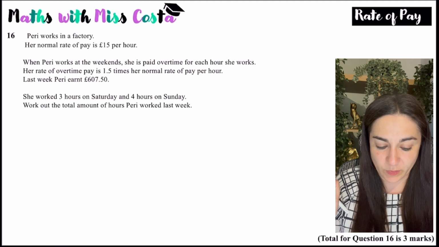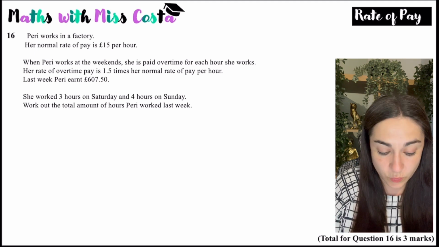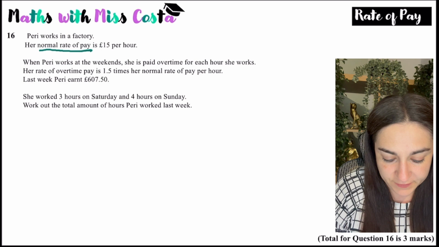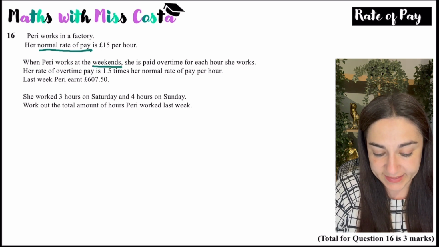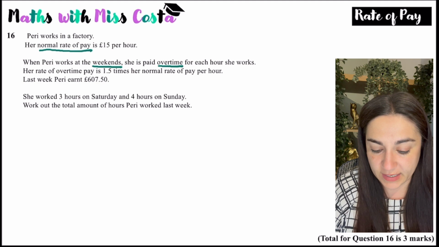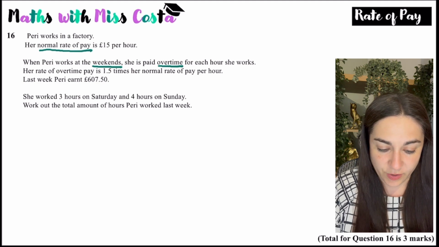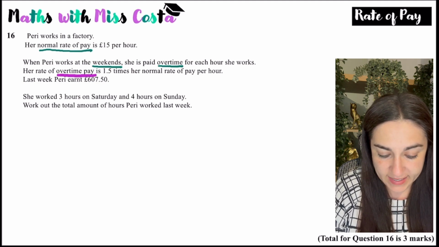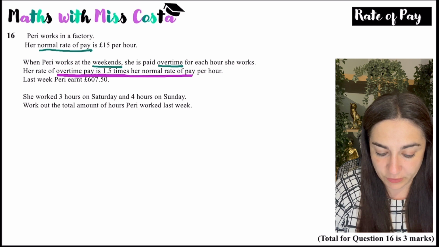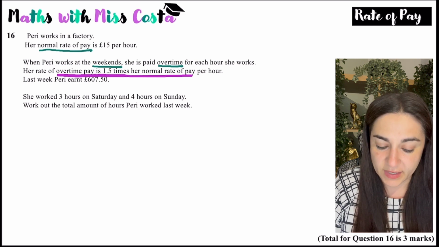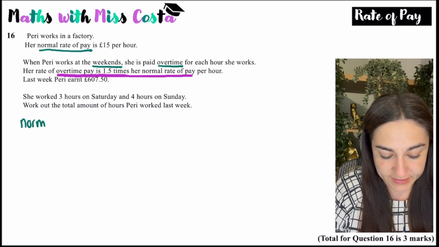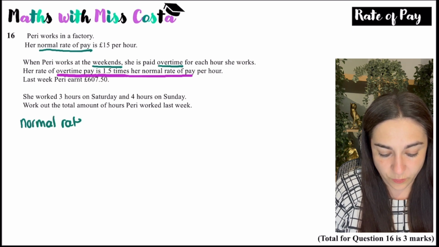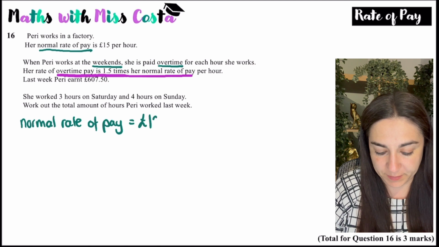So I'm told that Perry works in a factory and that her normal rate of pay is £15 per hour. When Perry works at the weekends, she is paid overtime for each hour that she works. Her rate of overtime pay is 1.5 times her normal rate of pay per hour. So first of all, we can just write a few things down. So I know that her normal rate of pay is £15 per hour.